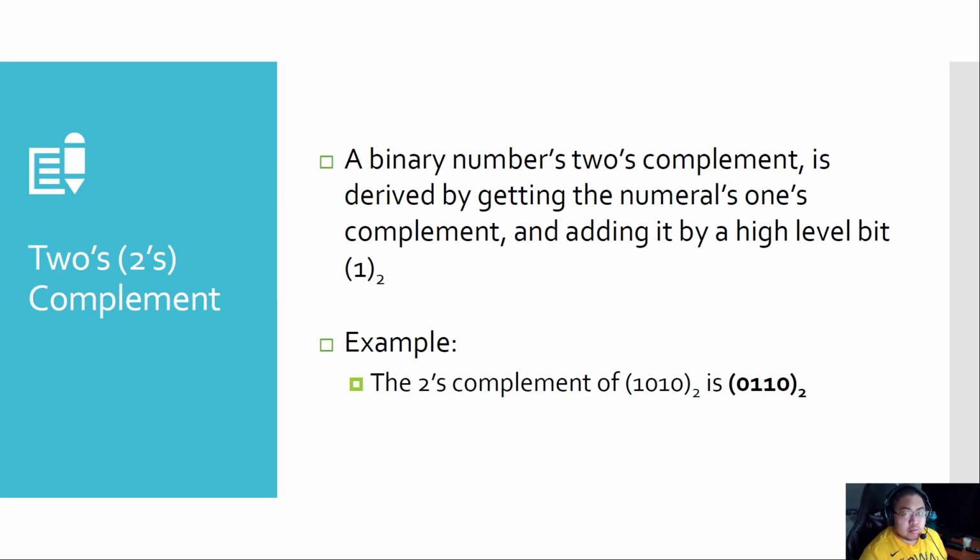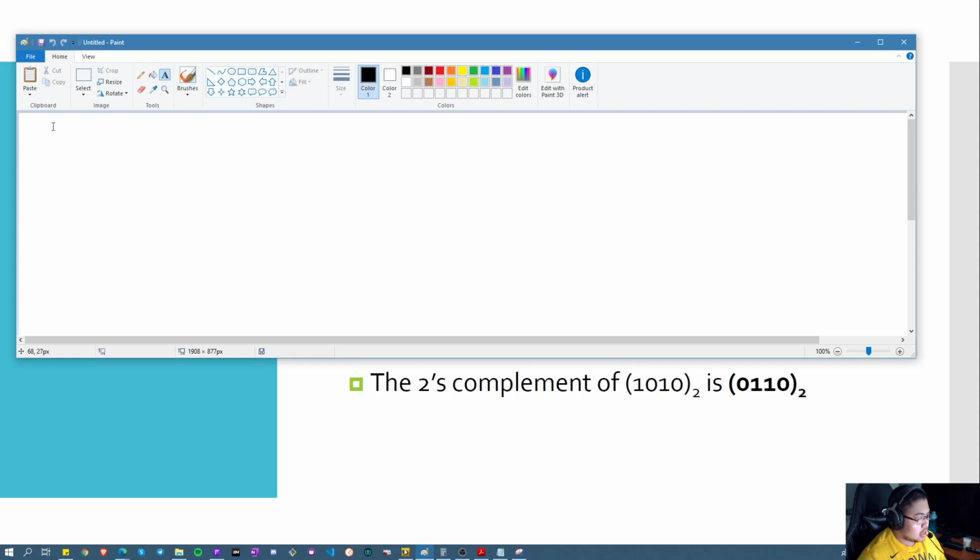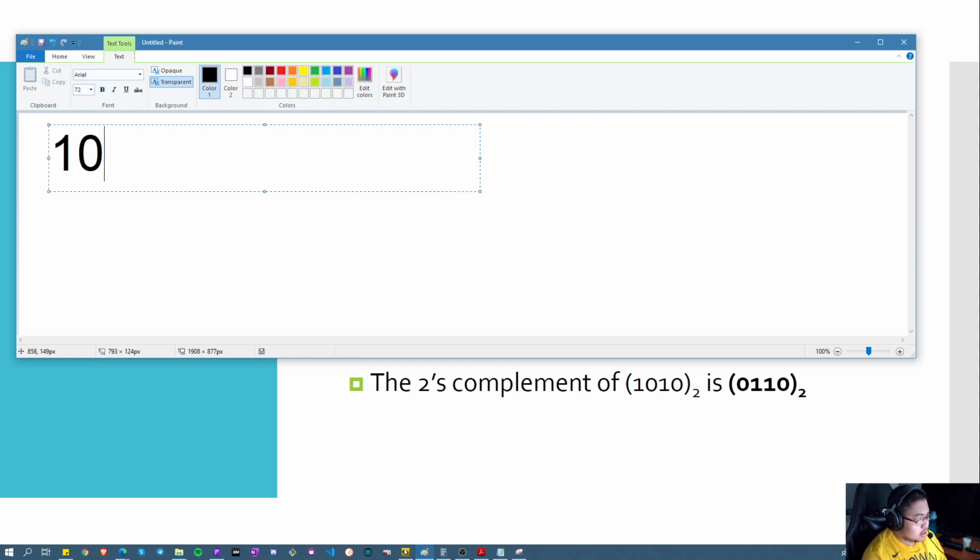Kaya nyo. So now here, let's go to the two's complement. There's just two basic steps in solving the two's complement. First step is we need to convert this first to one's complement, and after that, we just add one. So now let's try solving this. In this example, the two's complement of 1010 is 0110. So now let's solve this here. 1010.